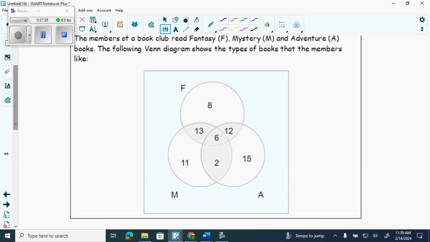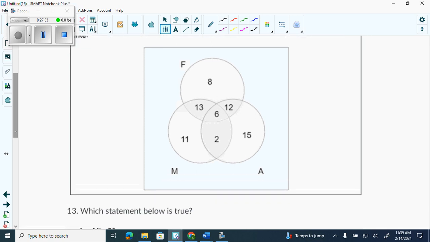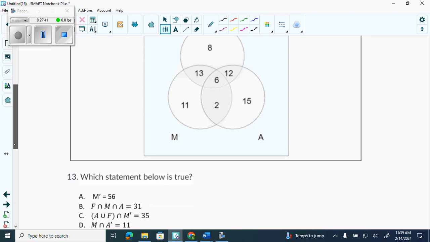Next one. The members of a book club read fantasy F, mystery M, and adventure A books. The following Venn diagram shows the types of books that the members like. It's a 3-circle Venn. It should have how many pieces of information? 8. It currently has how many? 7. Okay. Not M is 56.